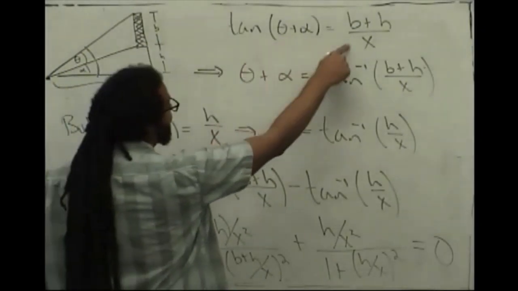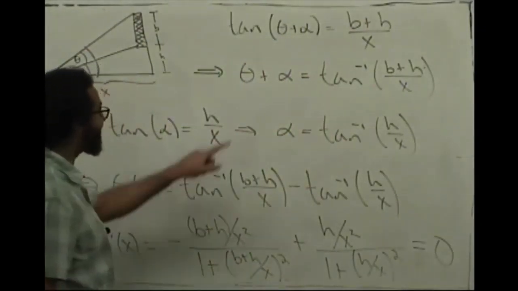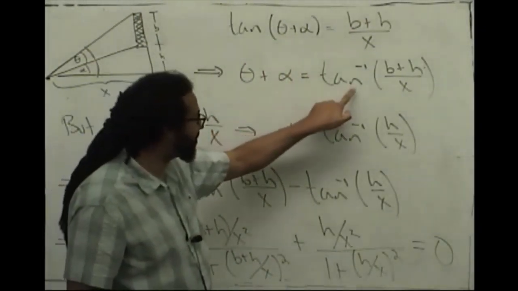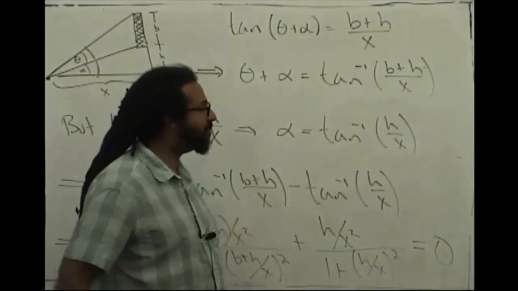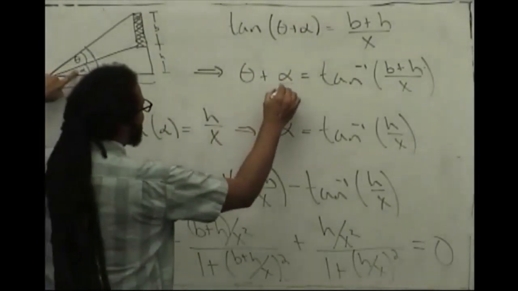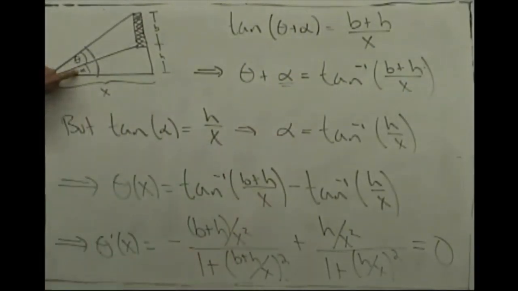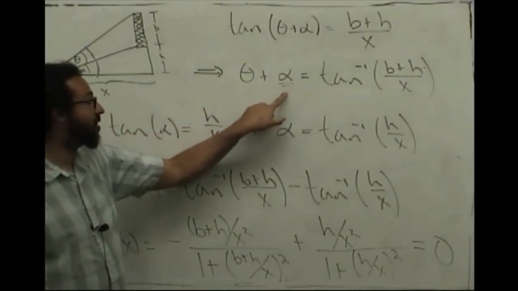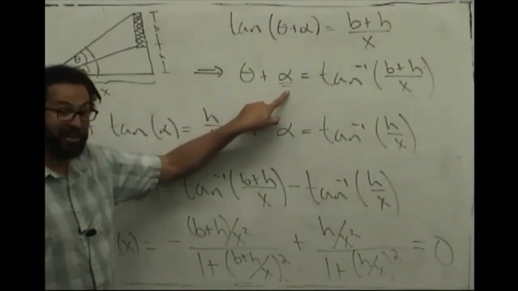So I can take the tangent inverse of both sides, and that says that theta plus alpha is equal to tangent inverse of b plus h over x. So now I've got this other issue with the angle alpha, right? And it too depends on what x is. So this thing is not fixed. So I need to try to write this thing down as a function of x.